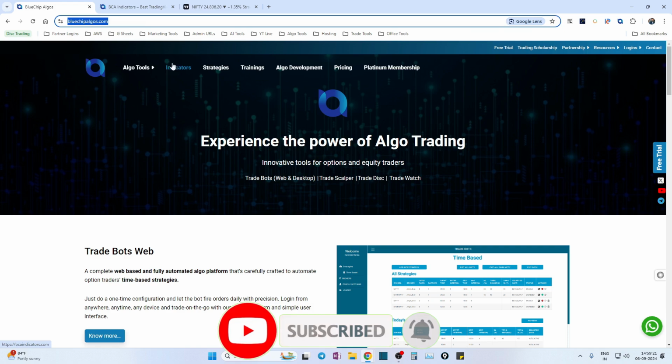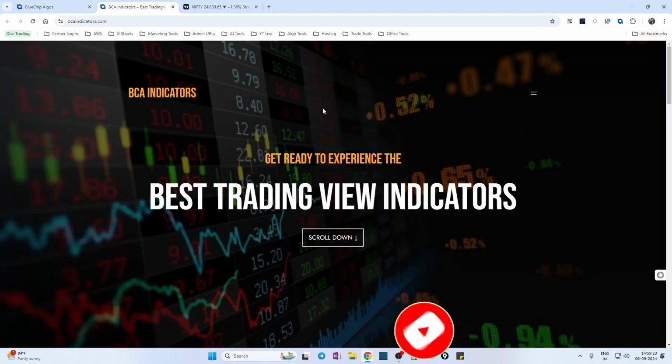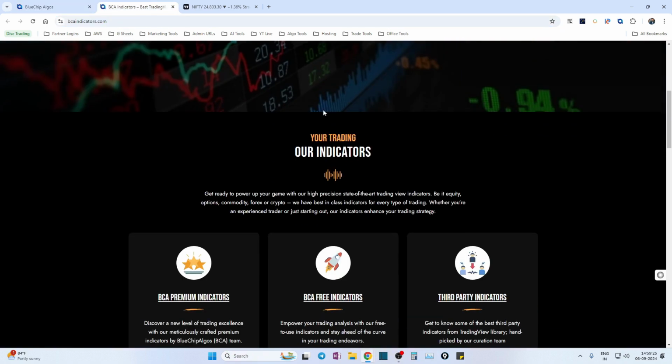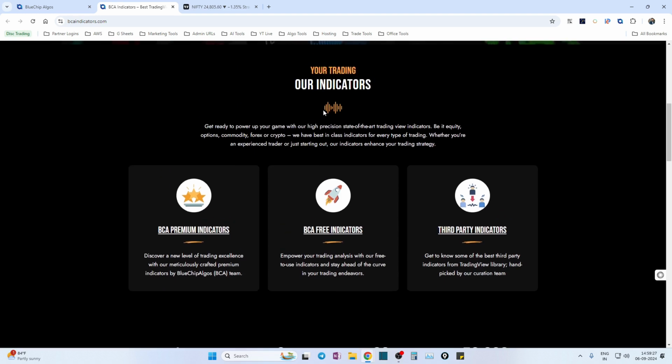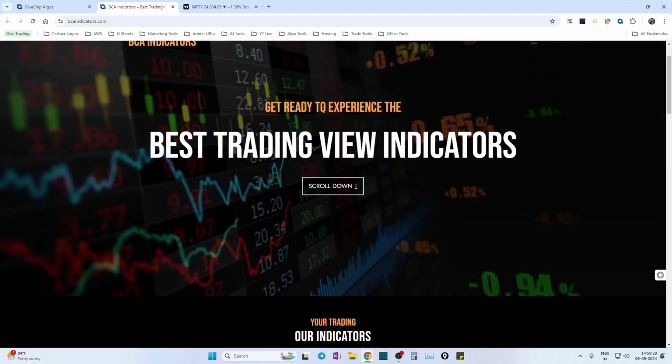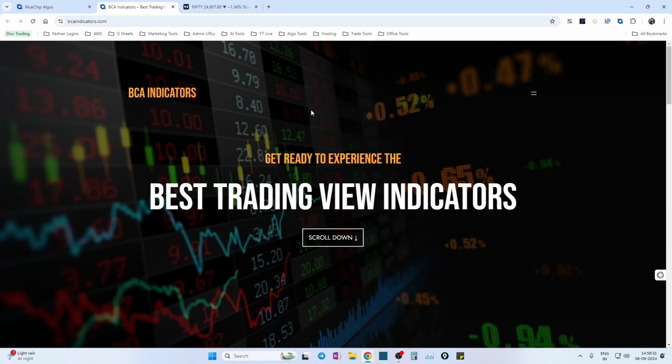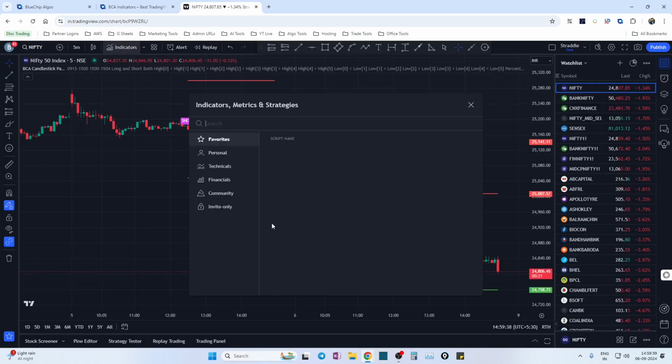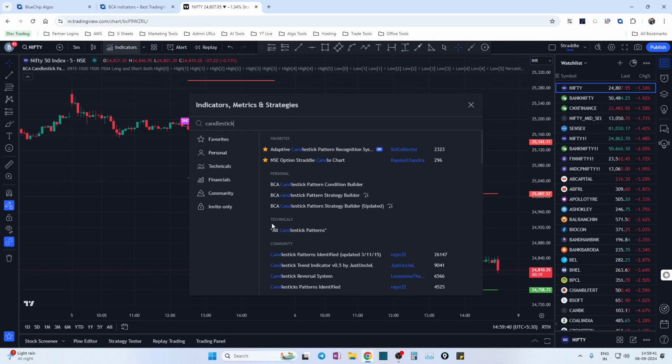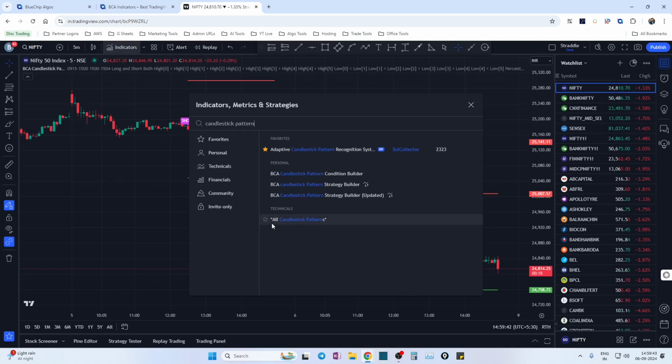So if you hit on indicators, it will take you to a new subsidiary site where you can see a lot of indicators: premium indicators, free indicators, third-party indicators. And today we are going to see one free indicator that has been developed by our Blue Chip Algos team. The name of the indicator is Candlestick Pattern. This is actually a builder, a candlestick pattern builder.